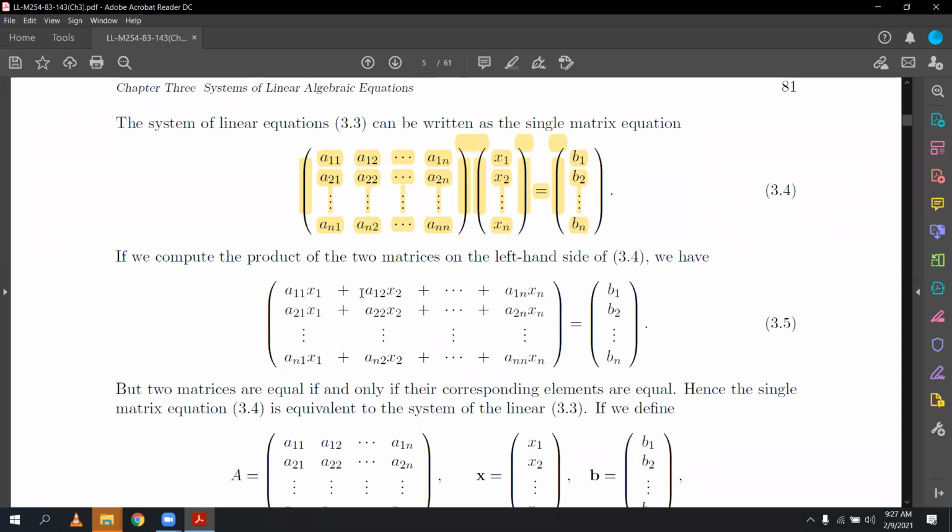How many rows do we have for this case? N. How many columns do we have? We have only one column, because this is together. It is not like this one. So the column is 1, because otherwise we cannot put it here. What is the size of this one? N cross 1.